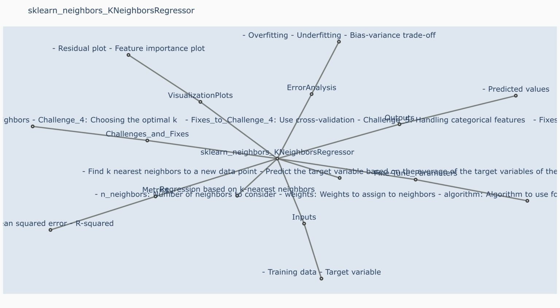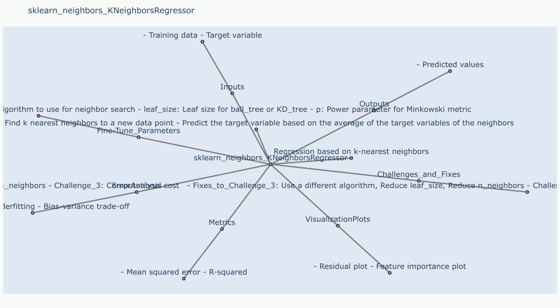sklearn.neighbors.KNeighborsRegressor. KNeighborsRegressor is a non-parametric, lazy learning algorithm used for regression tasks in machine learning. It operates based on the principle of k-nearest neighbors, where it predicts the output value for a new data point based on the values of its k-nearest neighbors in the training dataset.